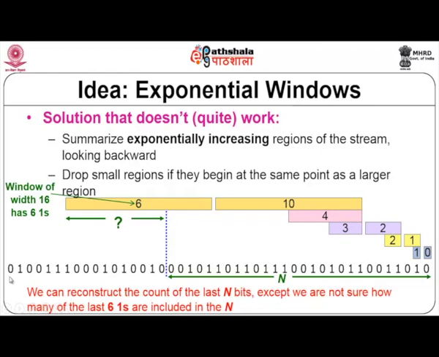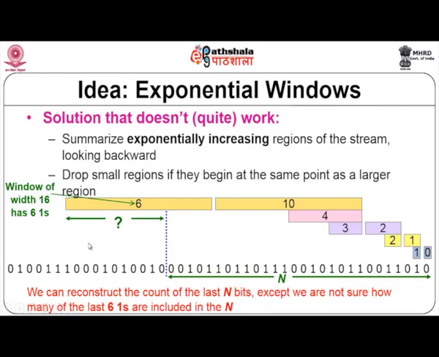When you take a stream like this, on the right hand side we assume we are highlighting the most recent element, and on the left hand side we assume we are encountering the oldest element. Now, the size of the window is going to be decreasing from left to right. In other words, for the past the window size will be high, and as we move towards the present, the window size will reduce drastically. That is the meaning of summarizing exponentially increasing regions of the stream looking backward. Backward here is the past.